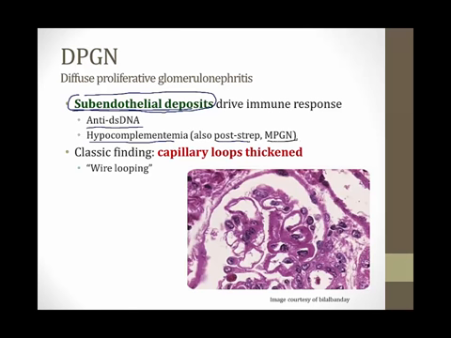The classic finding on light microscopy is the presence of thickened capillary loops. This is called wire looping. This is an example of it shown on the screen here. You can see that these capillary loops are dark purple and thickened compared to normal.